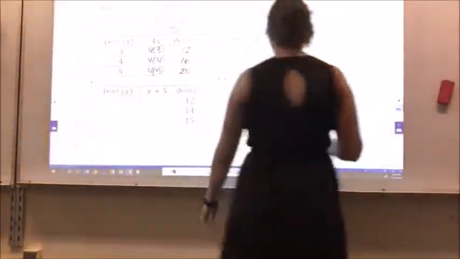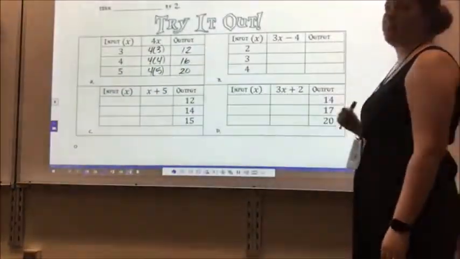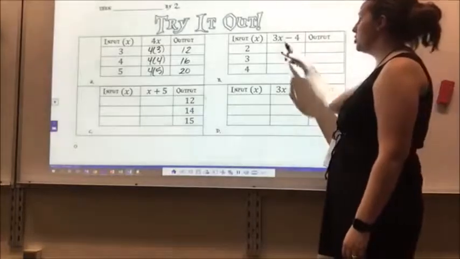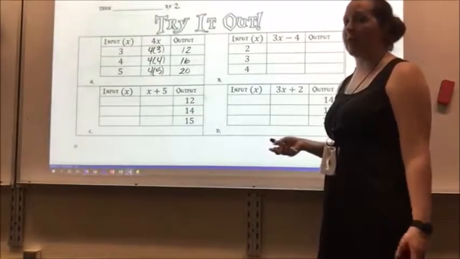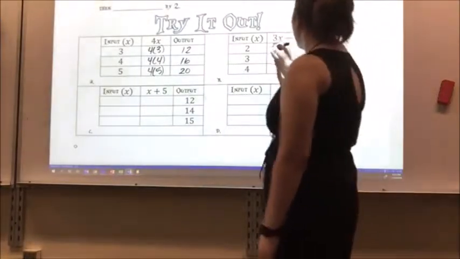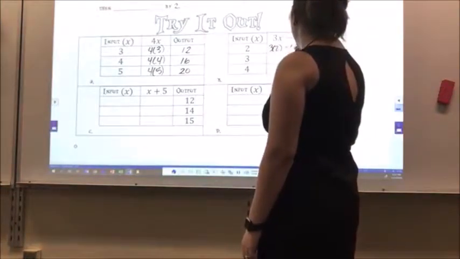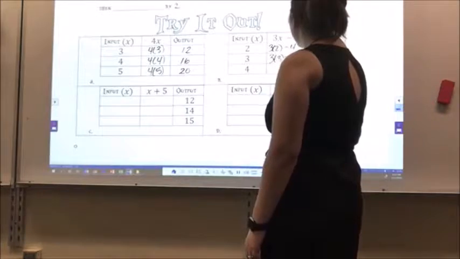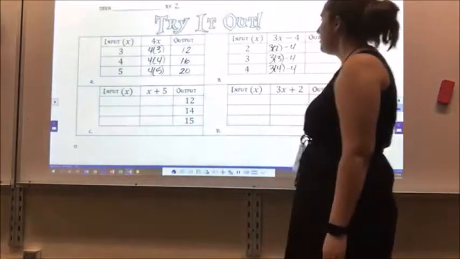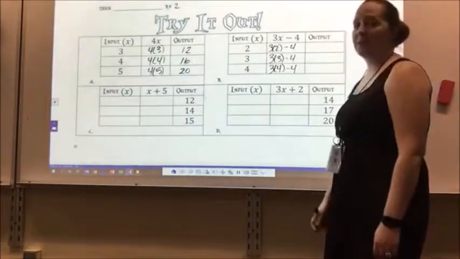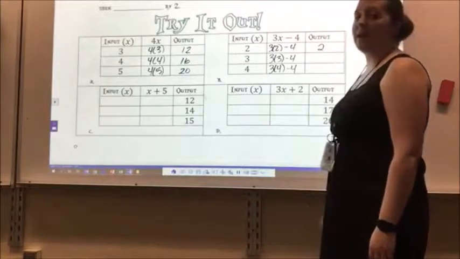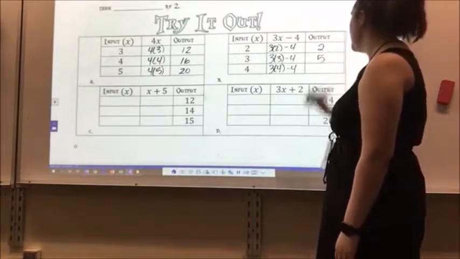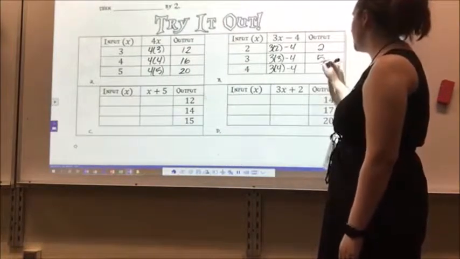For letter B, I'm given my inputs and I need to find my outputs. My function rule is 3x minus 4, so 3 times my value of x minus 4. So in this case, 3 times 2 minus 4, 3 times 3 minus 4, 3 times 4 minus 4. 3 times 2 is 6, minus 4 is 2. 3 times 3 is 9, minus 4 is 5. 3 times 4 is 12, minus 4 is 8.